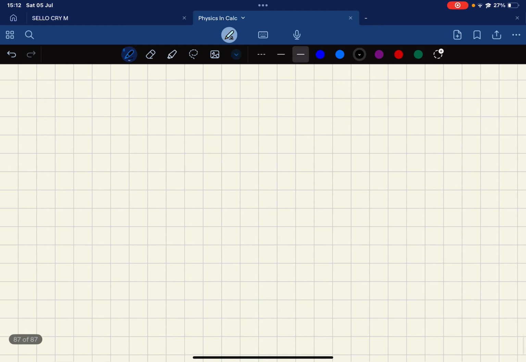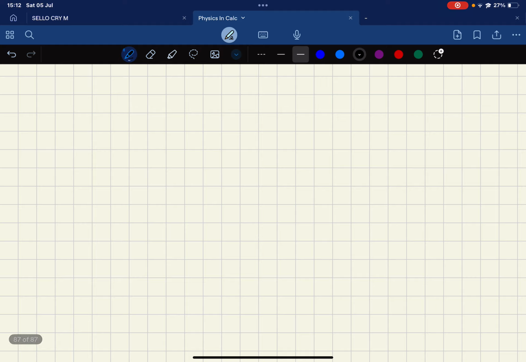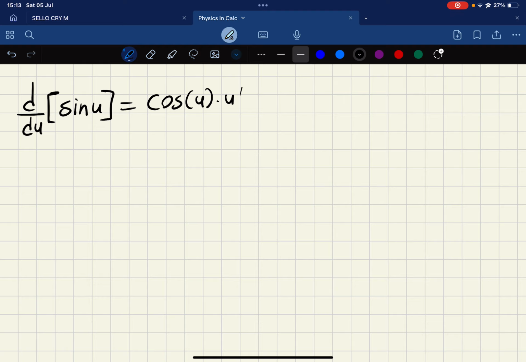So before we start to integrate those functions, we must have a deep understanding of the derivatives. Remember, in the past video I taught you the derivatives of trig functions and also the inverse trig functions, if I'm not mistaken. So I told you that the derivative d over du of sine u, which means I'm deriving with respect to u, is cos u multiplied by u prime.